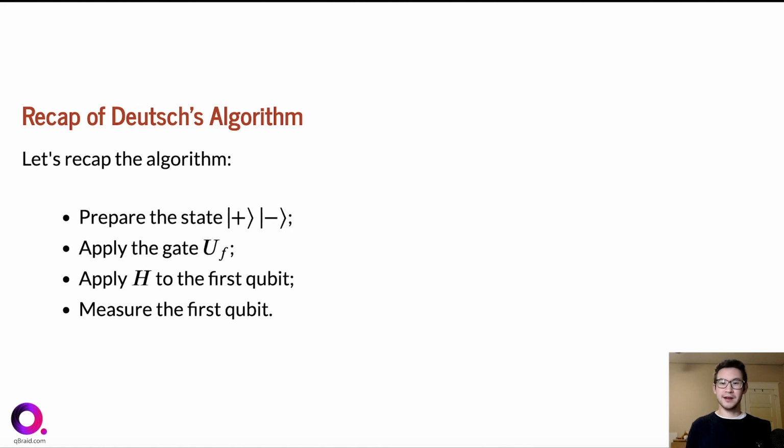Then it applies a Hadamard gate on the first qubit. And finally, it just measures the first qubit. And if the answer is 0, then the function f was constant. If the answer is 1, the function was balanced.